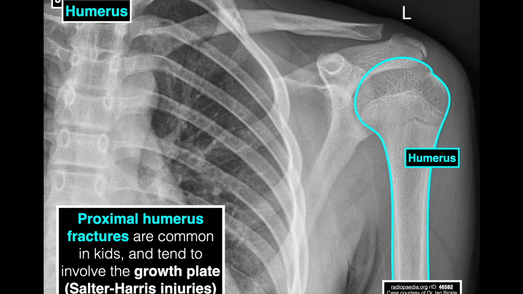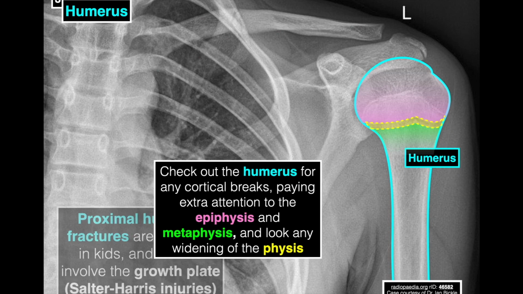Because proximal humerus fractures are common in kids, our third step is going to involve looking specifically at the humerus. We'll be looking for any cortical breaks, paying close attention to the epiphysis, which I've highlighted in pink, the metaphysis, which I've highlighted in green, and looking for any widening of the physis, which I've highlighted in yellow. Proximal humerus fractures tend to involve the growth plate, which makes them Salter-Harris fractures by definition.